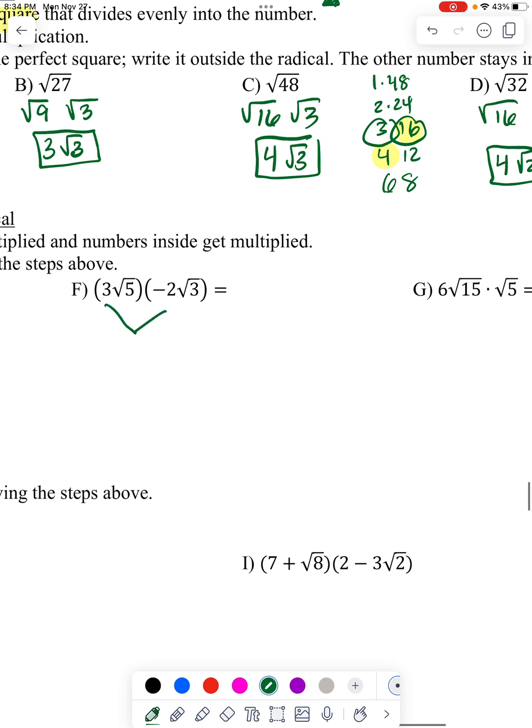Here, I do have some numbers on the outside, and then I have two numbers that would multiply underneath. And if you look on your blue card, 15 doesn't actually divide into anything from your perfect squares list, so you're done.